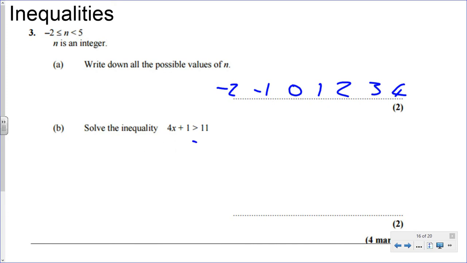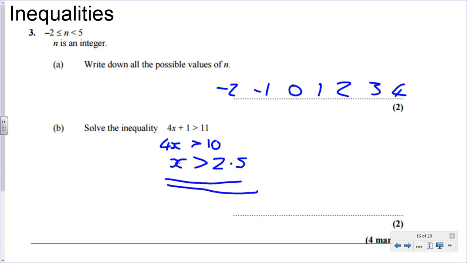Solve this inequality. Well, what I'm going to do is treat this inequality just like an equation, but I'm going to keep the sign the same the whole time. So if this was an equation, I would move the 1 across to the other side. It's adding on this side, so if I take it over, it will be taking away. So 11 take away the 1 is 10. And then I'm moving the 4 across. The 4 was timesing on this side, and moving across it will be dividing. So 10 divided by 4 is 2.5. And again, notice I've kept the sign the same the whole way down. So that there is my answer. It's x is greater than 2.5.